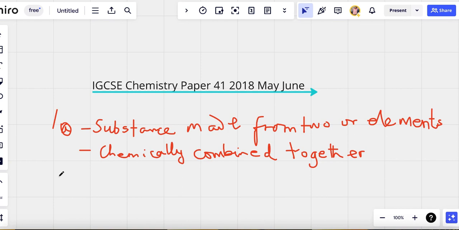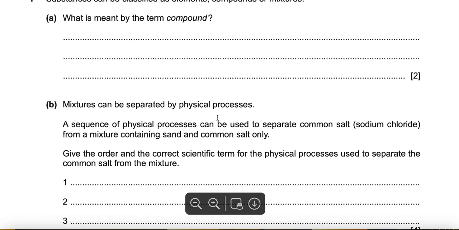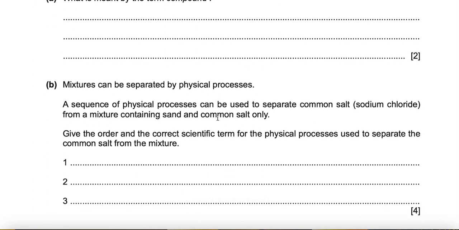Now let's go to 1B. We use our board to write, because it's slower to write on the paper. So the second question, B, is: mixtures can be separated by physical processes. Now, a sequence of physical processes can be used to separate common salt, that's sodium chloride, from a mixture containing sand and common salt only.